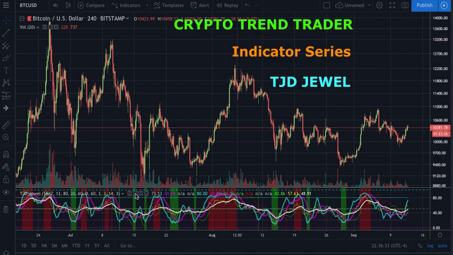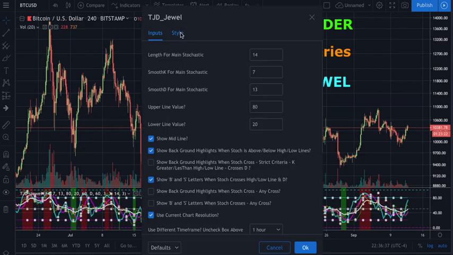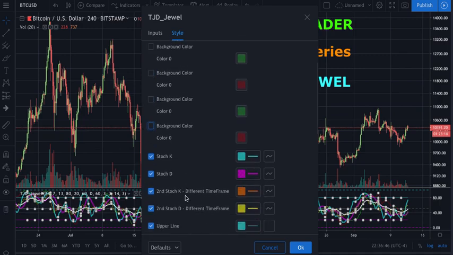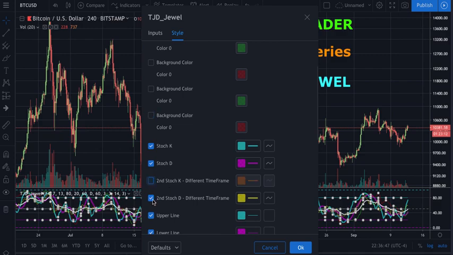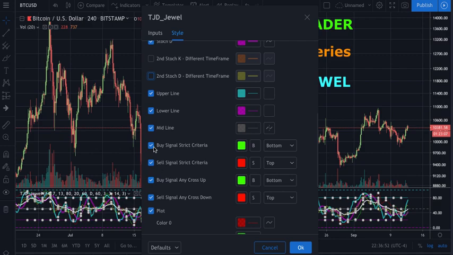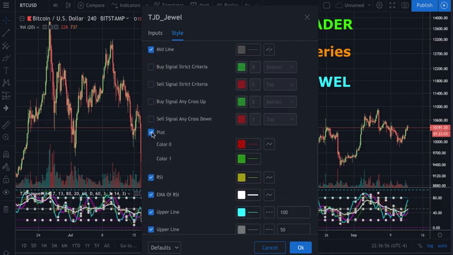The way I'll do that is I'm just going to pull up the settings and turn a couple things off, and then we're going to look at them one at a time as we go.